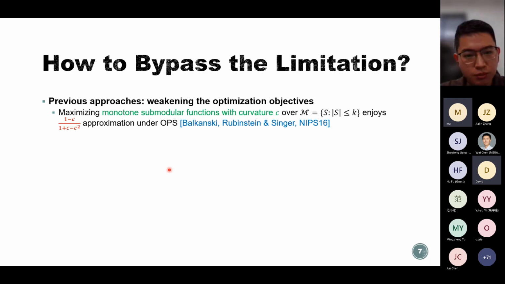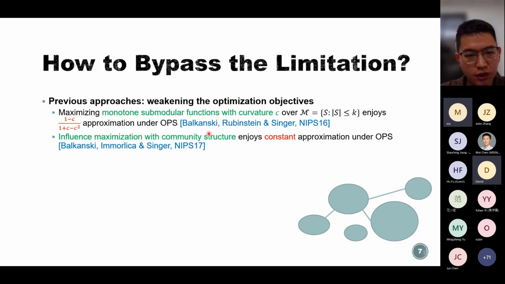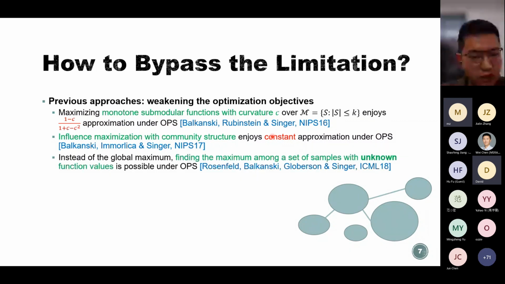For example, for general monotone submodular functions, because the coverage function is a monotone submodular function, no constant approximation is possible under the OPS model. But if we assume additionally the function has curvature c, then it enjoys an approximation ratio regarding c. If c is a constant, then this ratio is also a constant. This is the first work. In the second work, this paper considered influence maximization. It said that if the influence function has some community structure, then also under the OPS model, this problem has a constant approximation.